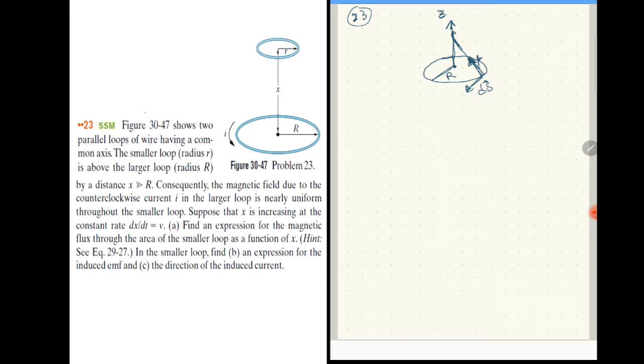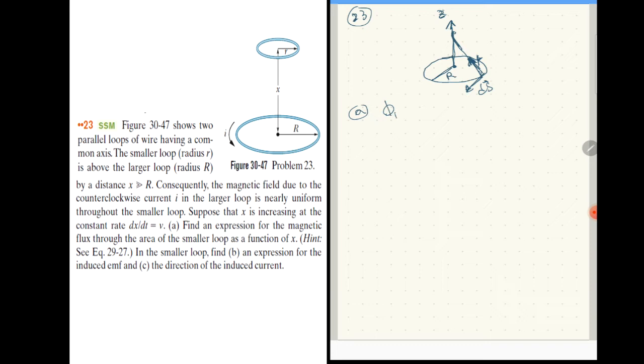It's a problem about two coils, where one of the coils has a current, and this current produces a magnetic field in the other coil, the little coil. Part A asks you to determine the total magnetic flux across the little coil.